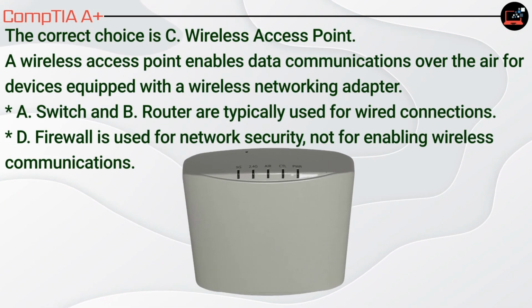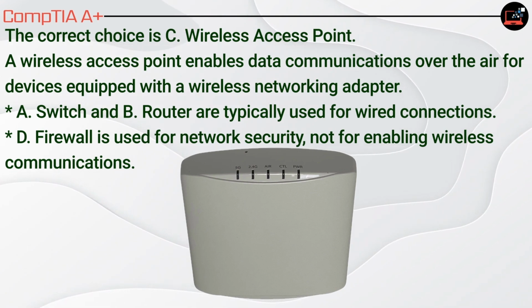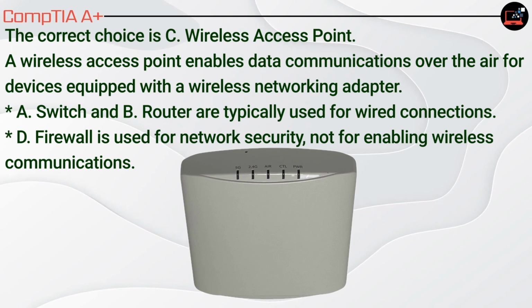The correct choice is C. Wireless access point. A wireless access point enables data communications over the air for devices equipped with a wireless networking adapter. A. Switch and B. Router are typically used for wired connections. D. Firewall is used for network security, not for enabling wireless communications.